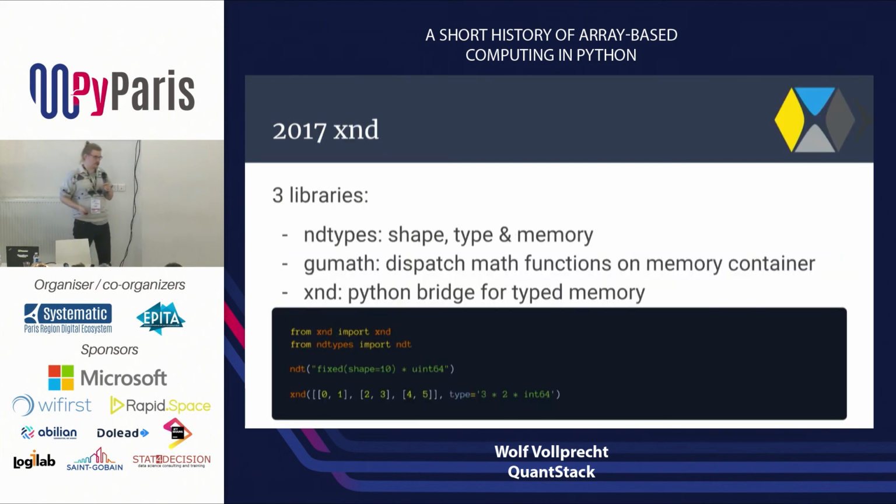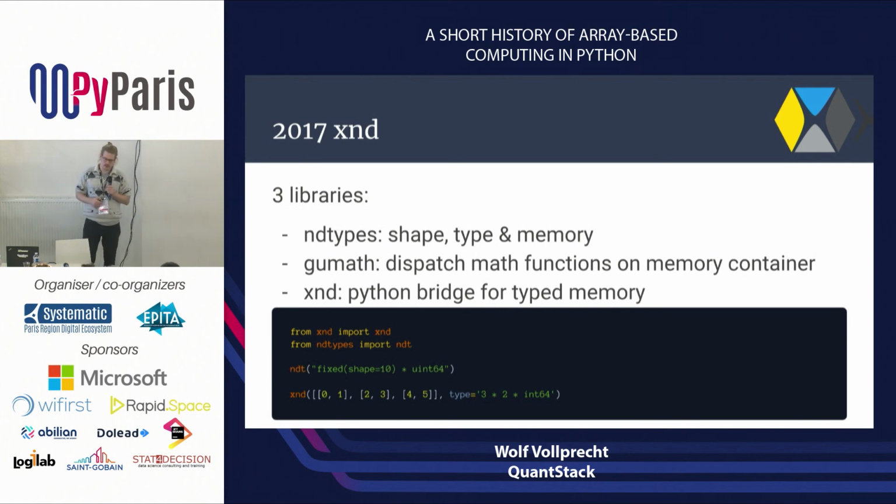And one of the most recent developments in this kind of array world is XND. And XND is a library that is basically created under the lead of Travis Oliphant again, who also was responsible for NumPy more or less.